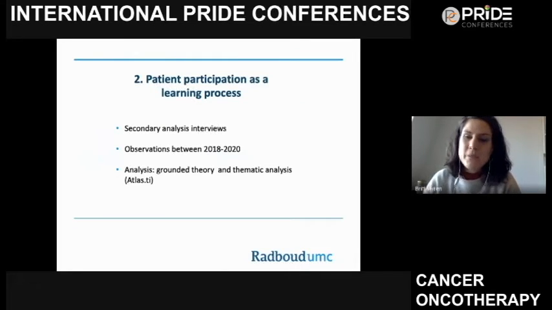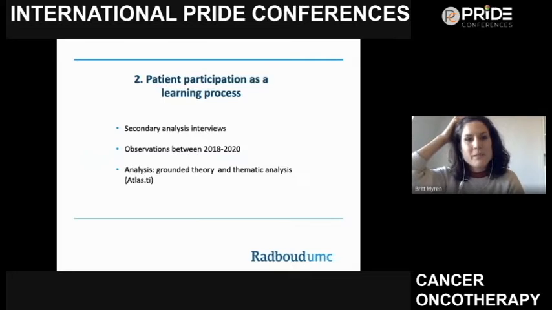As I said in the beginning, we also looked at this process as a learning process. So we decided to take the interviews we did in 2018 and look at them again and connect them with observations that I did. I attended over 20 meetings where patients were involved, and I tried to look at what the differences were and what type of transformations healthcare professionals went through to make sure that the patient could participate during the discussions of the morbidity and mortality meeting.